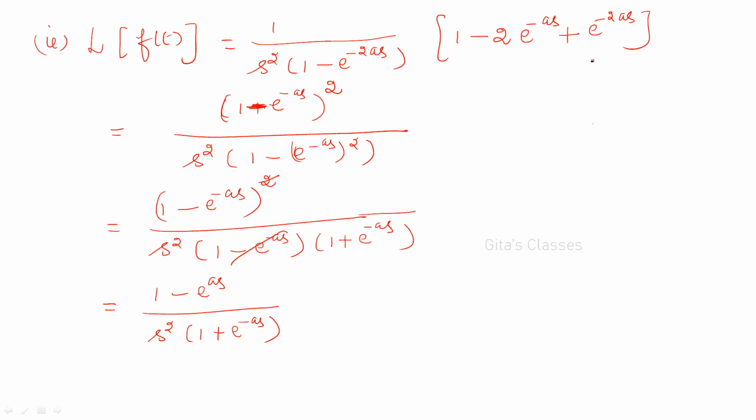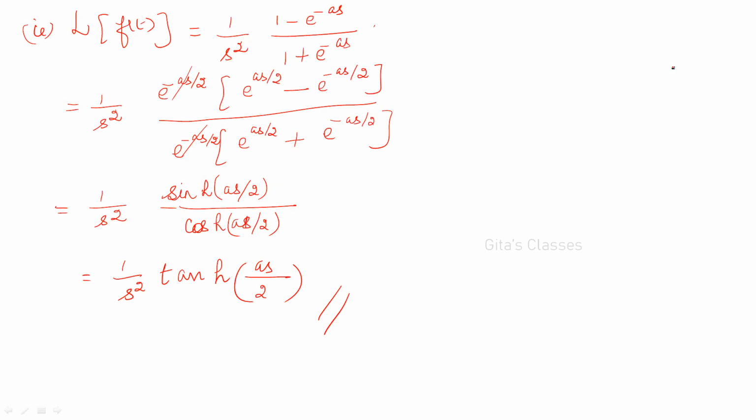Actually, if you are not asked to prove, you can stop in this step itself. You need not do all the simplification. Here itself you can stop. Or if it is asked for proving this, then you have to proceed like this. And again we can simplify. We got 1 minus e power minus as by 1 plus e power minus as.